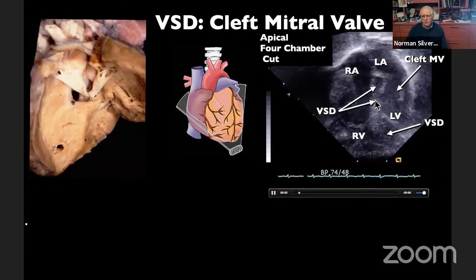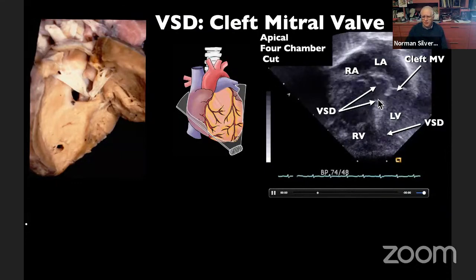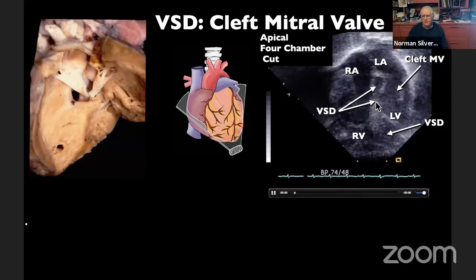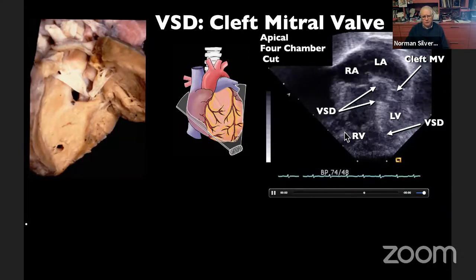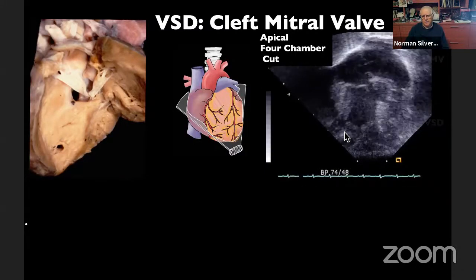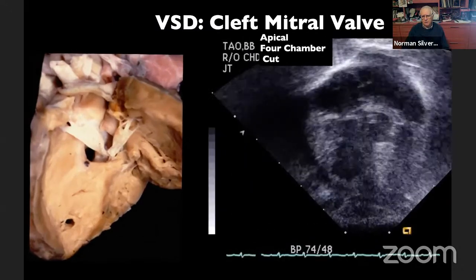When it does, it usually means either you're dealing with some form of AV septal defect or you've got a cleft in the mitral valve. And I'll show you another example of this now.